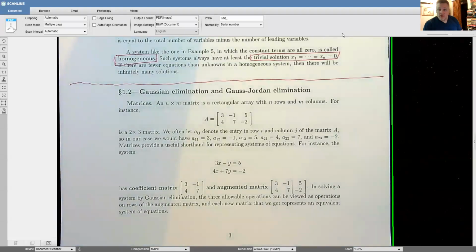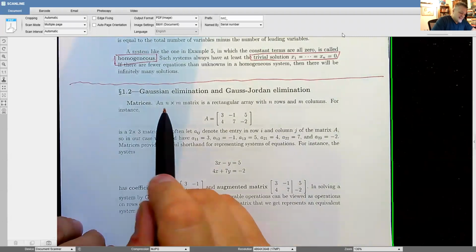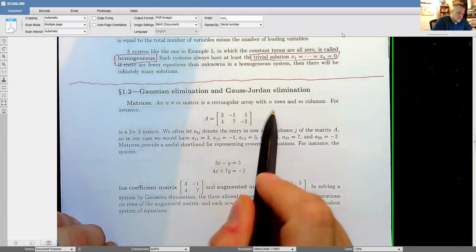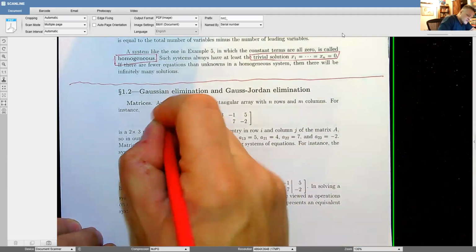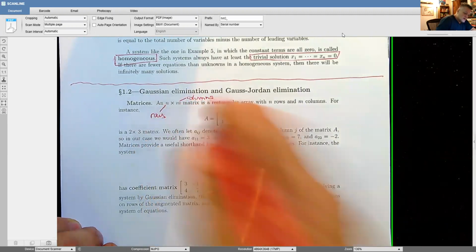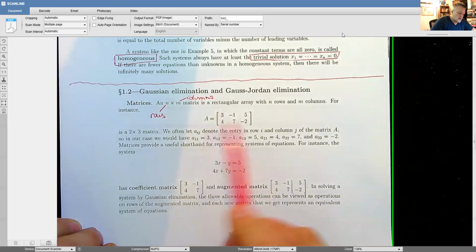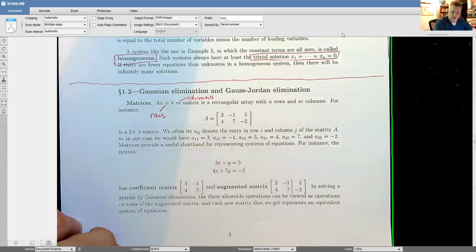All right, so let's talk about section 1.2, which is now going to transition us from the system form to matrix form. Without further ado, let's define formally what a matrix is. An n by m matrix is a rectangular array with n rows and m columns. That's the big thing to remember here: the first number is the rows, the second is the number of columns. For instance, here we write with brackets entries, just like that. There are 2 rows and there are 3 columns, so it's a 2 by 3 matrix, plain and simple.